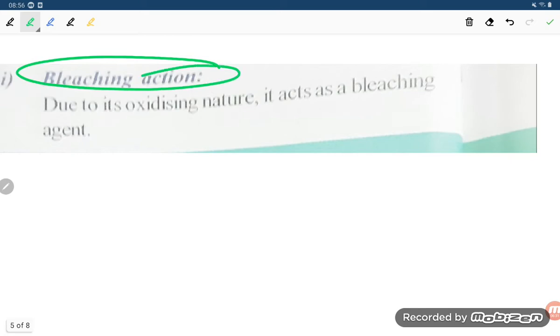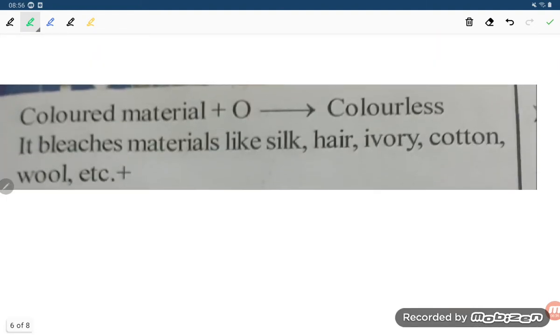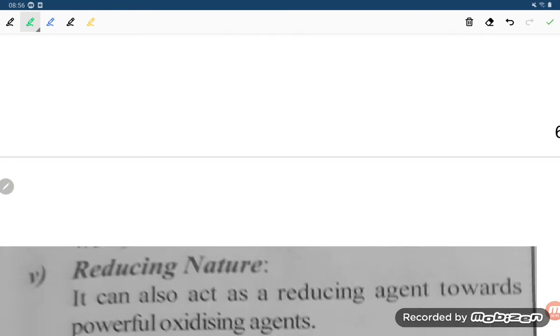Bleaching action. Bleaching action means washing properties. Due to its oxidizing nature, it acts as a bleaching agent, students. So colored material plus oxygen gives a colorless product. It bleaches materials like silk, hair, ivory, cotton, wool, etc.